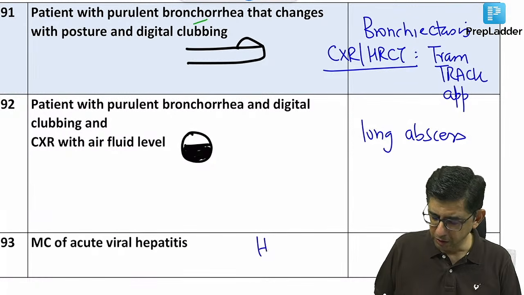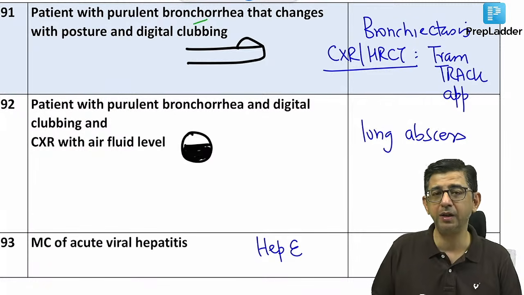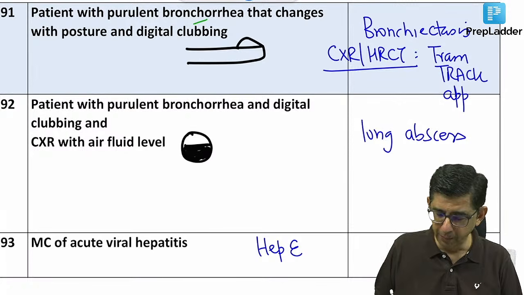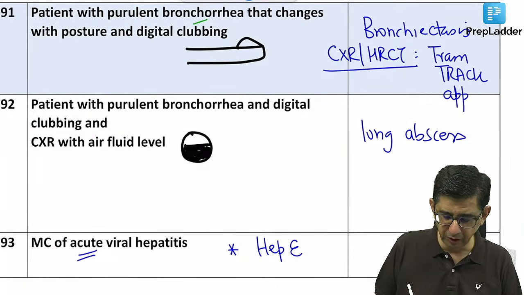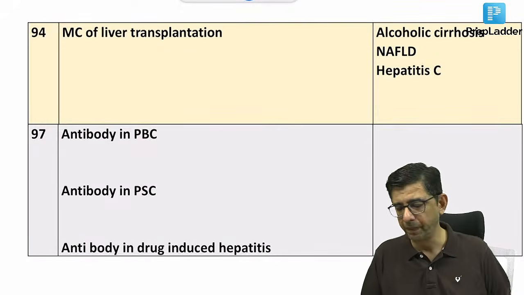Yes, the leading cause for viral hepatitis would be given as hepatitis E. It is not hepatitis A. Hepatitis A is for children. Hepatitis E is the leading cause. This is what Harrison says. Acute viral hepatitis is hepatitis E.